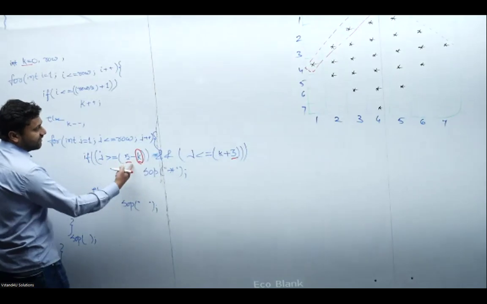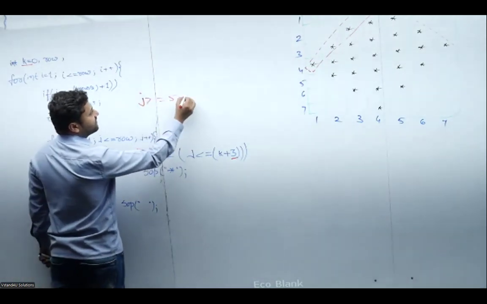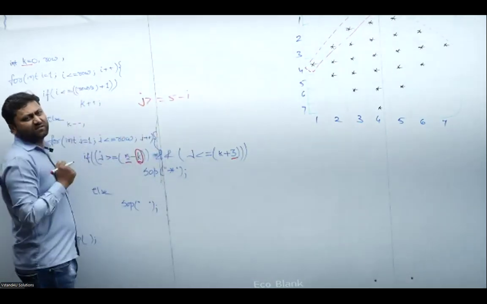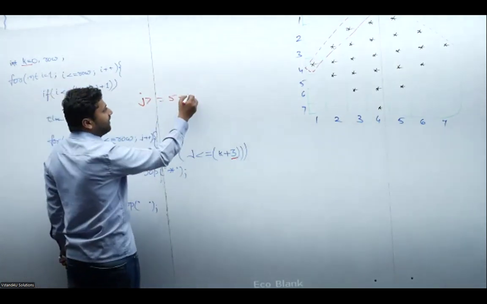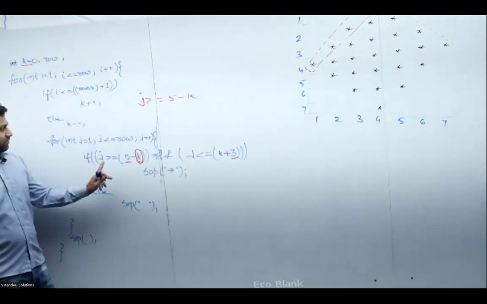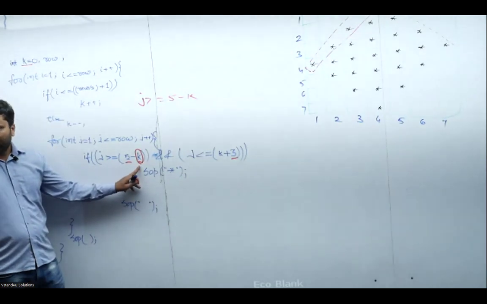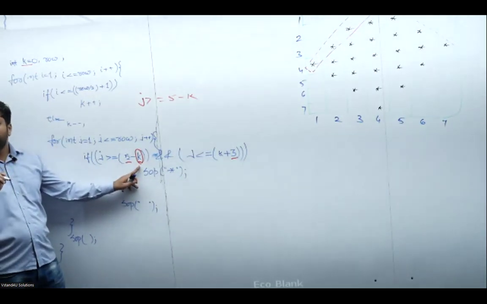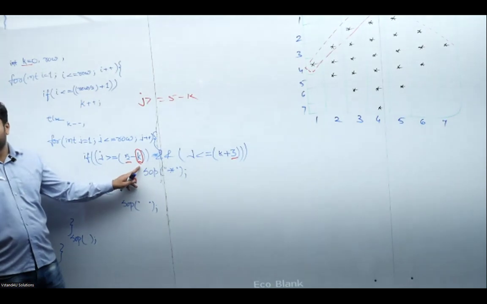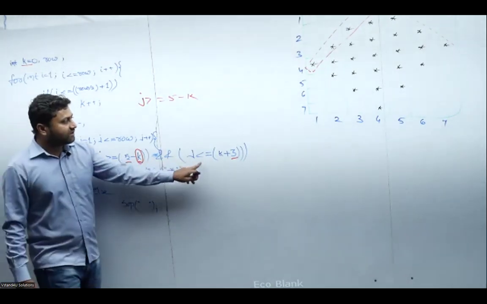Earlier, what we used to write? We always used to write j is greater or equal to 5 minus i, right? But i is always increasing. Rather, sometimes increase, sometimes decrease. So, j is greater or equal to 5 minus k. I believe the majority of you would have done this one also, because everybody who showed it has done it. Agree? How about this one, sir?